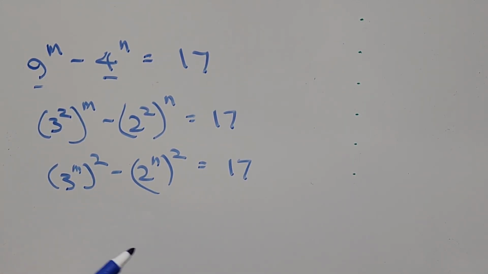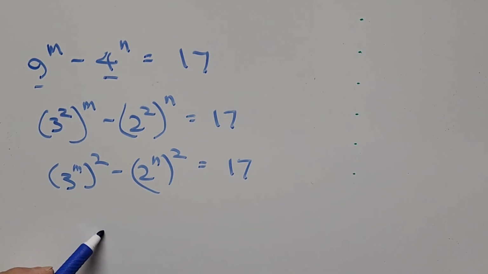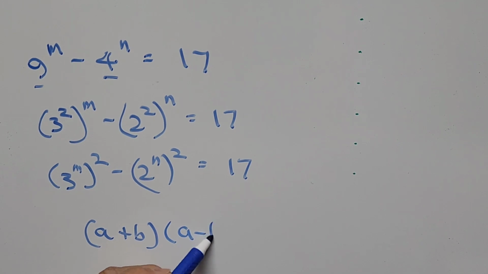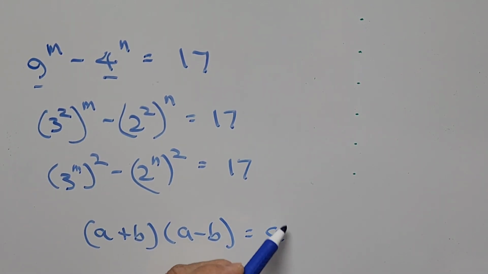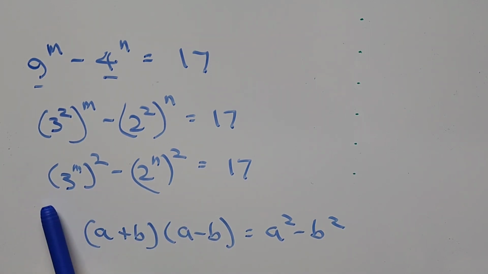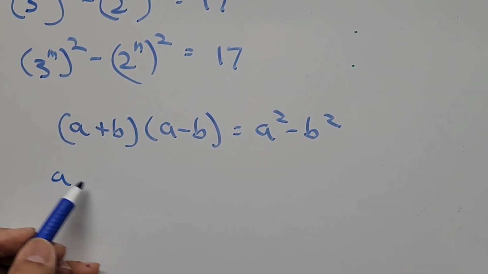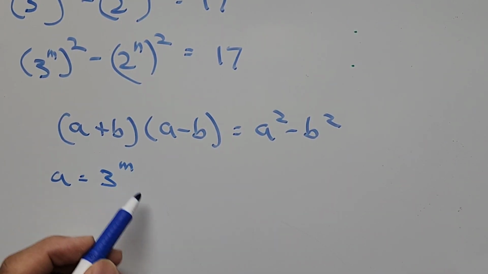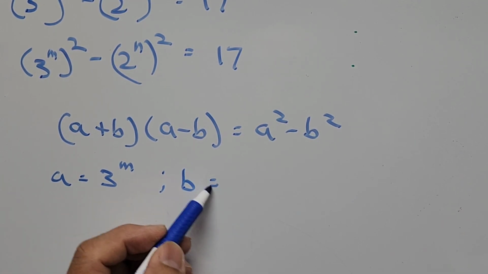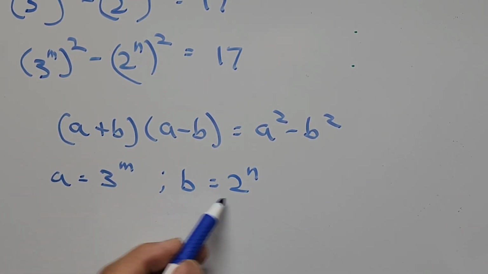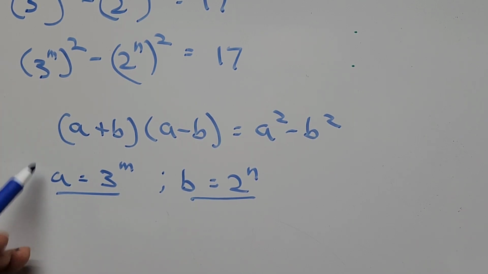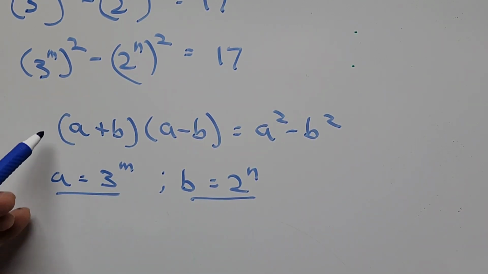So we have that special factor, from the formula a plus b times a minus b, that is equal to a squared minus b squared. So we'll be using this formula to transform this equation. And we have here the value of a as 3 to the power of m, and the value of b is equal to 2 to the power of n. So we'll be substituting these values into these special factors.